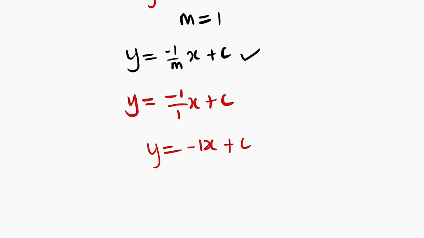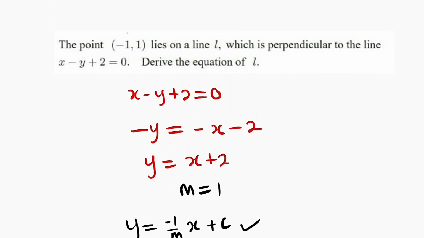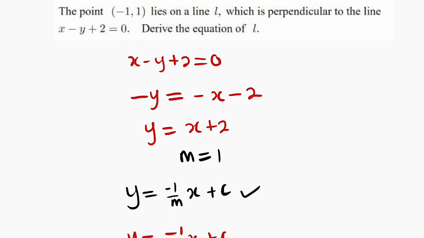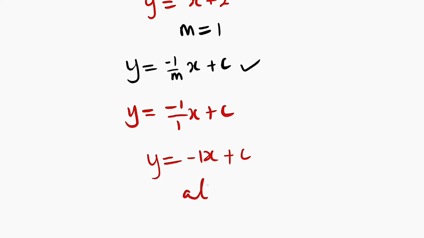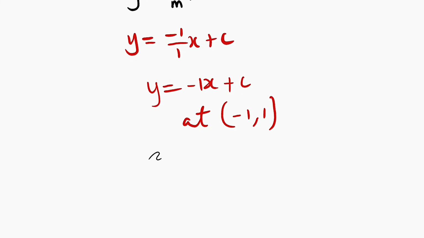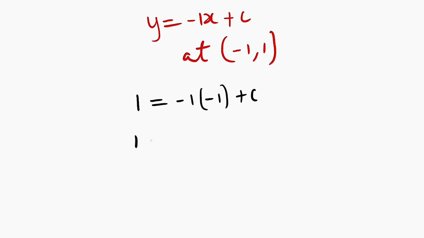And we can find this by substitution. Let us take our point (-1, 1), where x is -1 and y is 1. So at (-1, 1), we have y = 1. This is equal to -1 multiplied by x, which is -1, then plus c. So 1 = 1 + c. Subtract 1 from both sides, we have 1 - 1 = c. Finally, c is equal to 0.